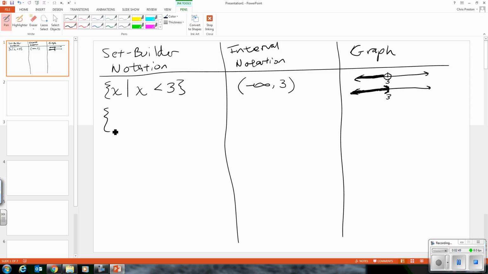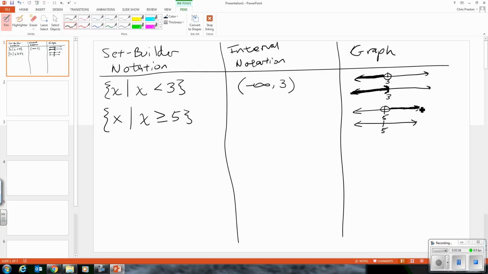So let's look at a few more. Let's say we had x is greater than or equal to 5. In this case, again, I'm going to show you two different ways of doing that graph. So again, I'm just going to label the number that matters, in this case 5. And just like in this first example, I'm going to draw a circle on that number. Now I'm looking for every number that's greater than or equal to 5. Well, that means I want everything now to the right.